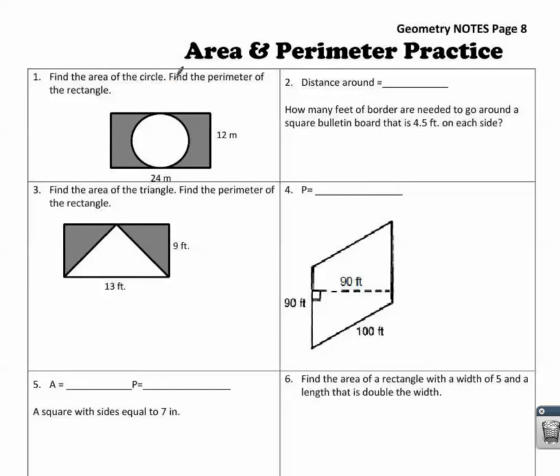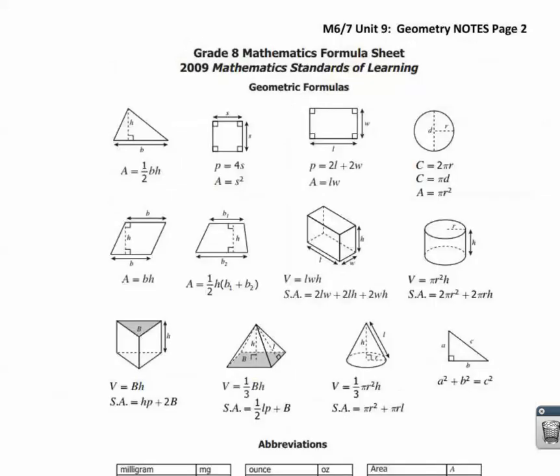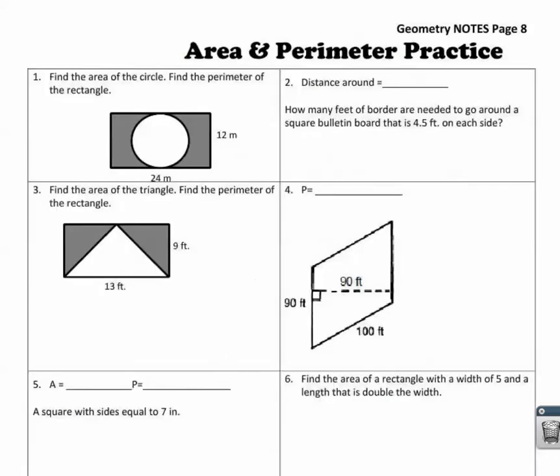So for example, if you go to your formula sheet, find your circle, and look at your area formula. It's area equals pi r squared. So I'm going to write down my formula. And I'm going to find my radius.